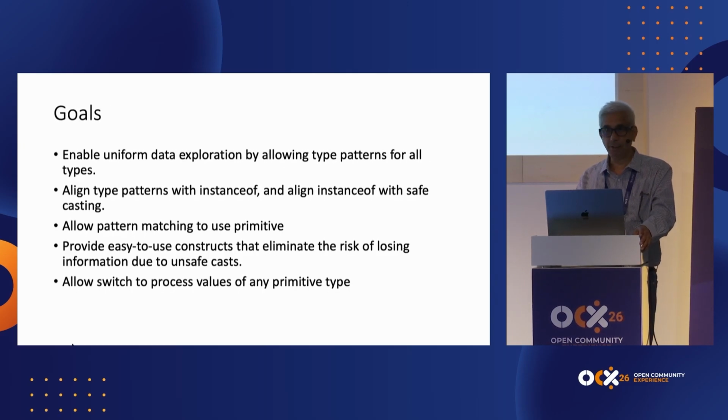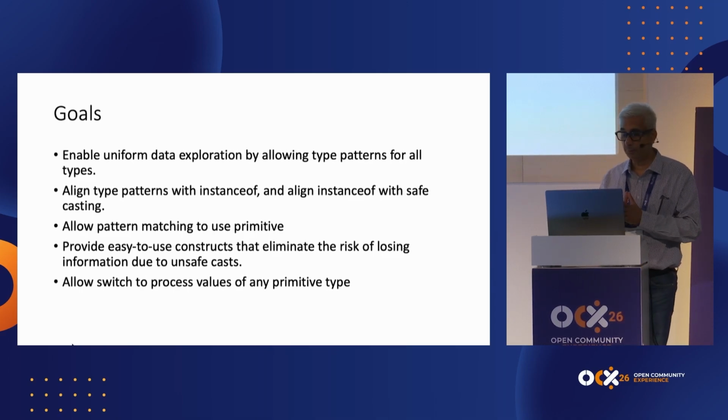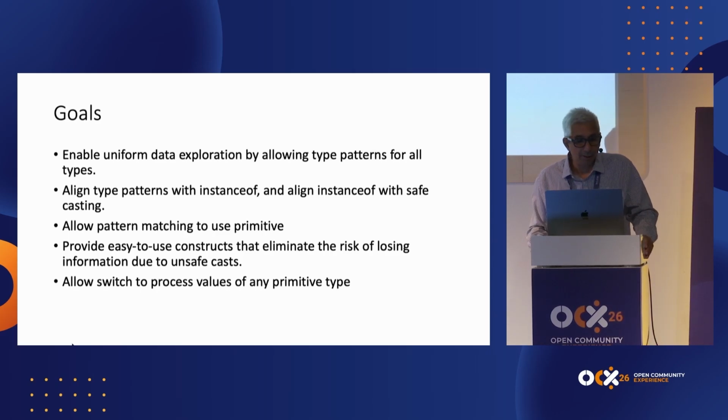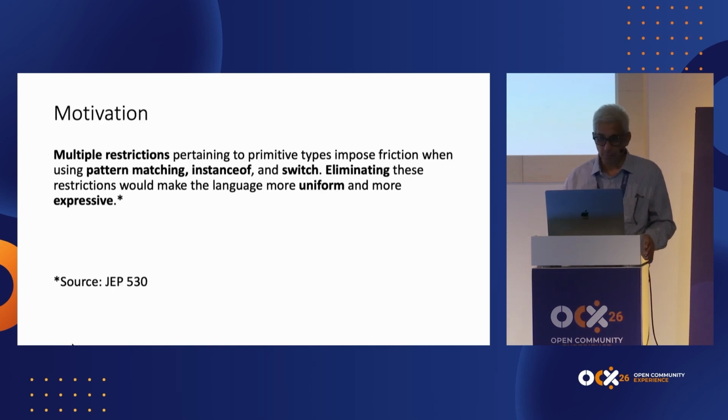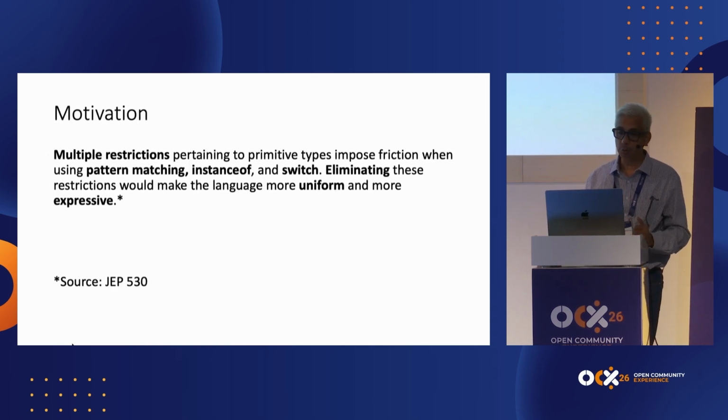This is taken verbatim from the JEP. It says: enable uniform data exploration, allow pattern matching to use primitives, provide easy-to-use constructs that eliminate the risk of losing information due to unsafe casts. A very complicated statement, but still. Finally, what does it amount to? For the programmer, it amounts to removing multiple restrictions pertaining to primitive types that impose friction between using pattern matching, instanceof, and switch.